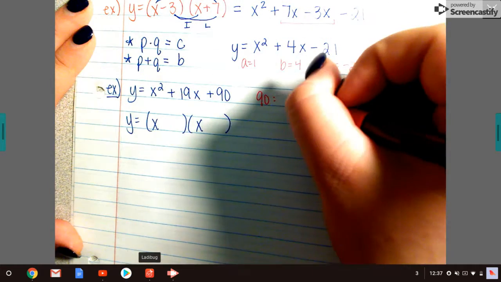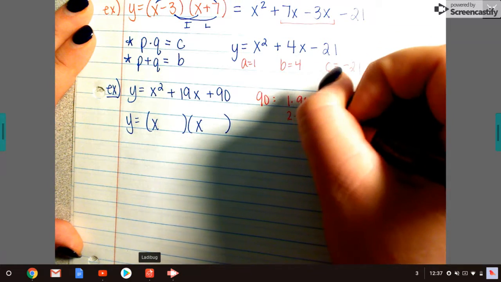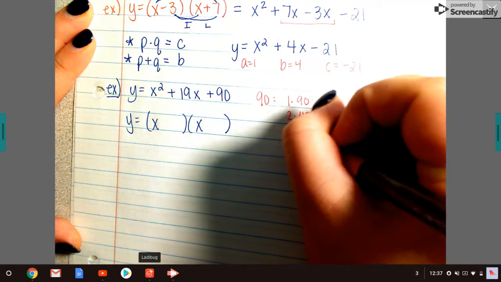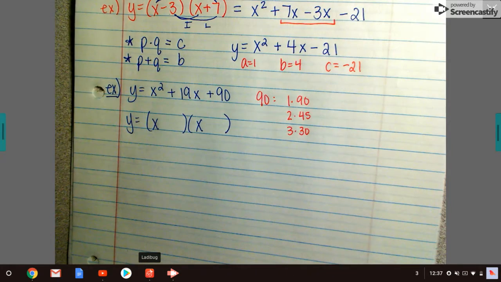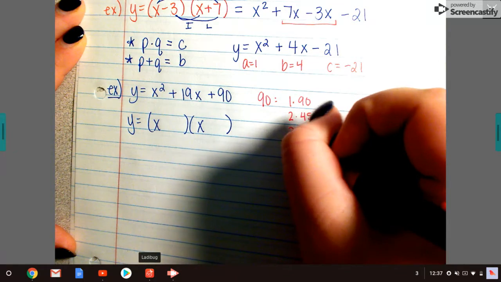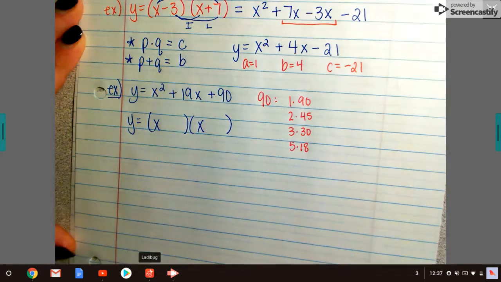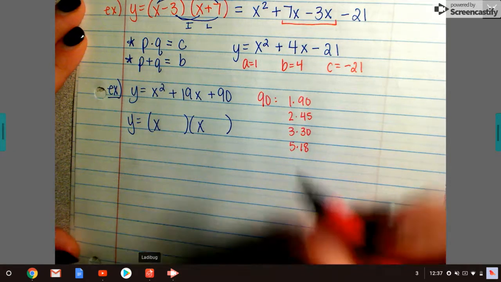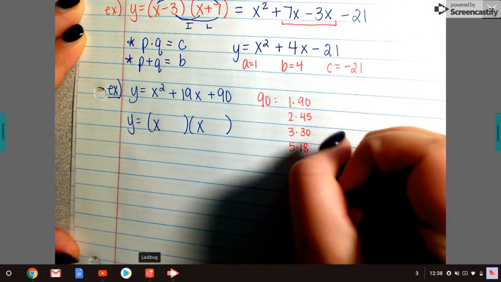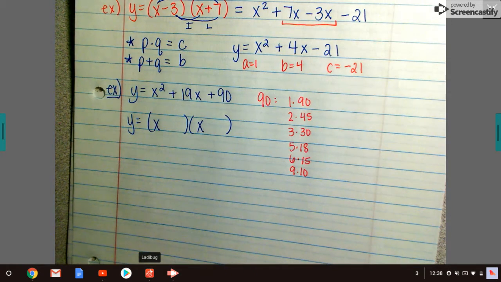I know I have 1 times 90, that's lame. 2 times 45. 3 times 30. What else? Does 4 go into it? I don't think so. 5 goes into it. 5 times what? 5 times 18. 6 times something. 6 times 15. 7 doesn't go into it. 8 doesn't go into it. 9 times 10. And then we're at the end of our list there.